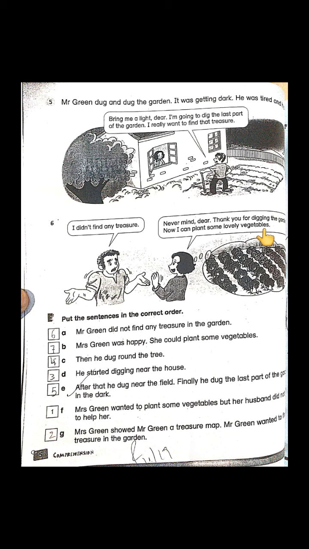What do you think about this story? This is actually a kind of trick that Mrs. Green played on her husband because he was not helping her. So this way he dug up all the field, and she could plant some vegetables now. So you have listened to the story very well, and here you put the sentences in correct order.